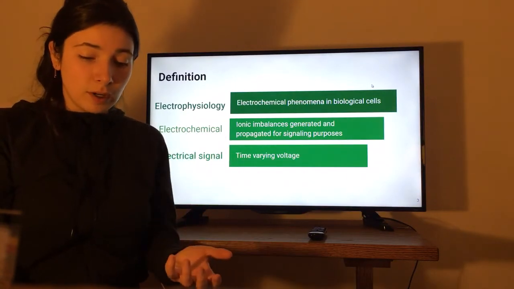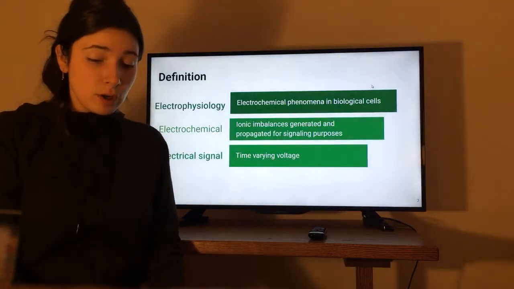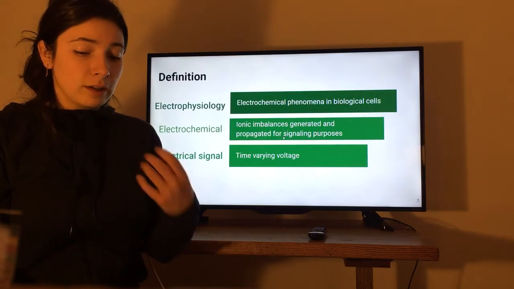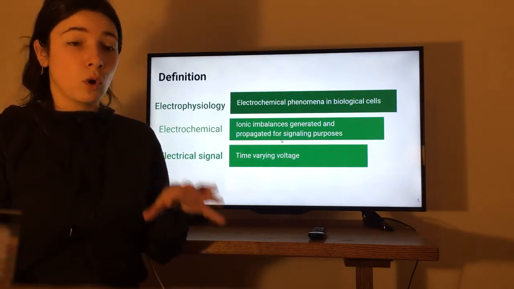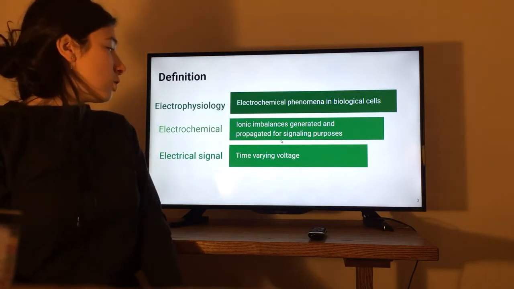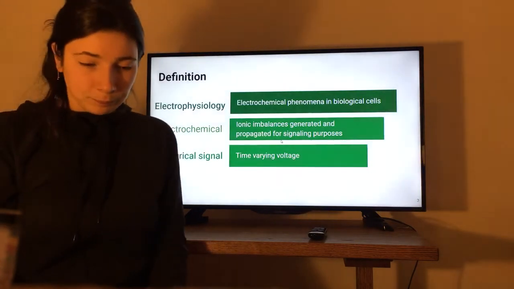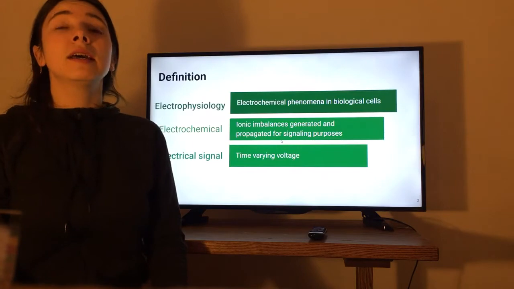We're thinking about gradients, which we'll look at further. We'll create an electrical signal, and what we're focusing on in this presentation, or the core of it, will be electrical signals, which is the time-varying voltage. We can think about that as circuits.